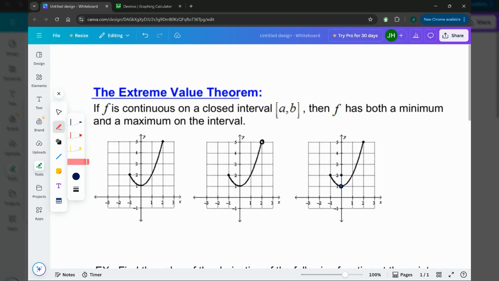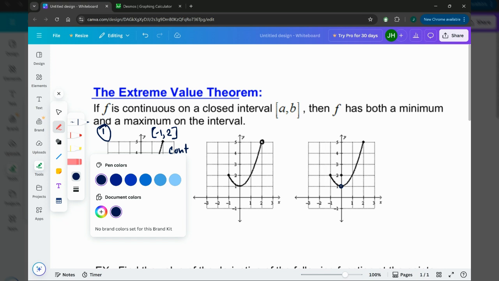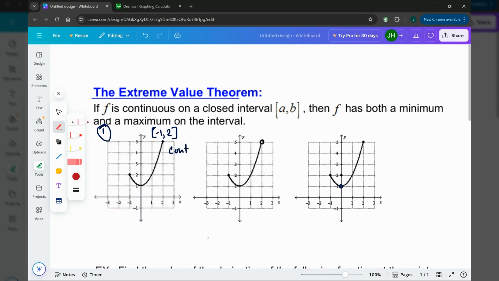If it's continuous and it's closed, your function has to have an absolute maximum and an absolute minimum on that interval. So if you take a look at this first graph here, this first function, number 1 right here, from -1 to 2, that function is, first of all, a closed interval. And second of all, it is continuous on that entire interval. This graph should have an absolute max and an absolute minimum on that graph. Well, where's the absolute maximum? The absolute maximum is right there.